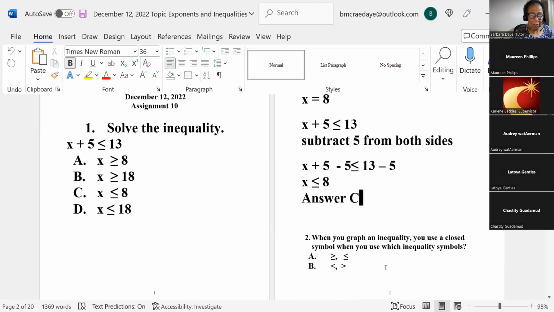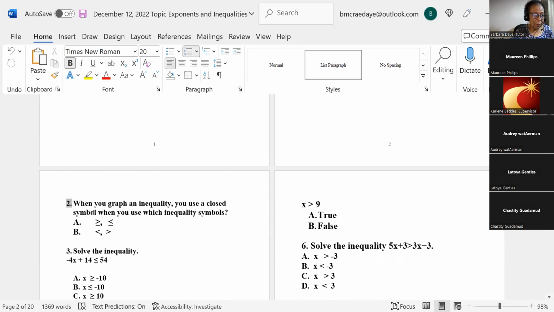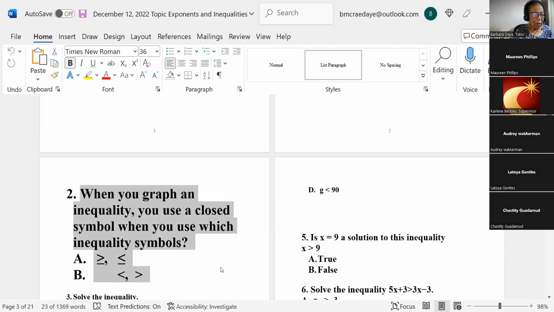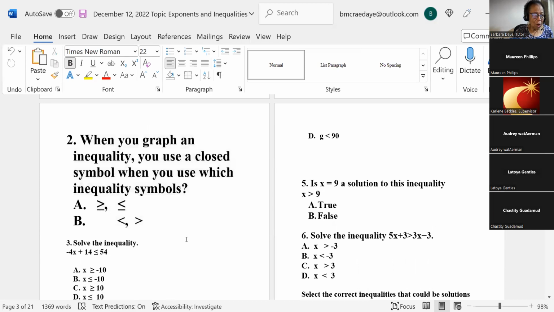Okay, let's go to number 2. And I will put that on the next screen and make it bigger. Now, something I told you about closed symbols and open symbols. Anybody remember? Not really. Okay, when you graph an inequality, you use a closed symbol.